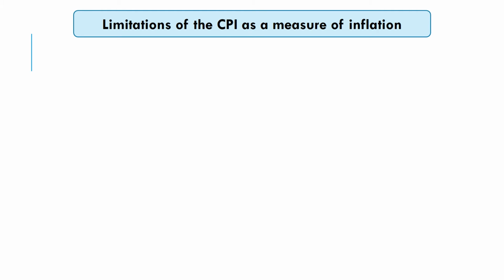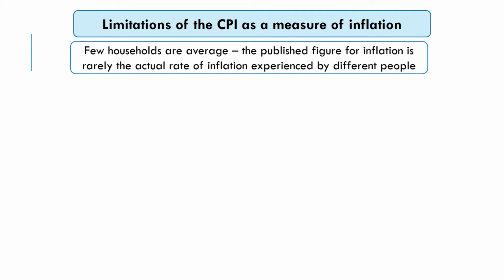Now, what are the limitations of this measure of inflation? What are the limitations of the CPI as a way of showing us what's going on with prices? Well, one of the problems is few households are average. Not everyone buys the same basket of goods, and so everyone's experience of inflation will be slightly different. My experience of what I buy and the price changes there will be slightly different from yours and what you buy.